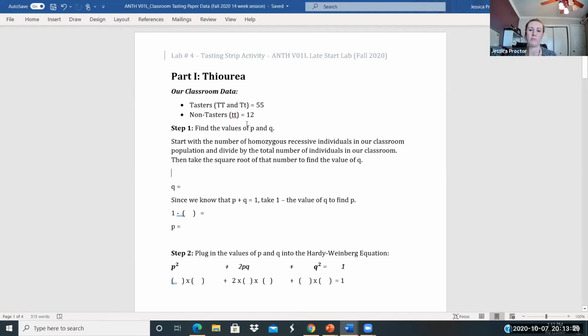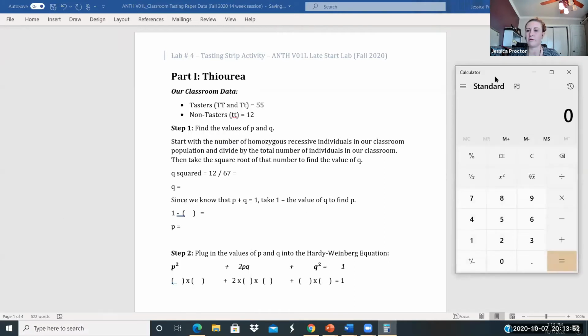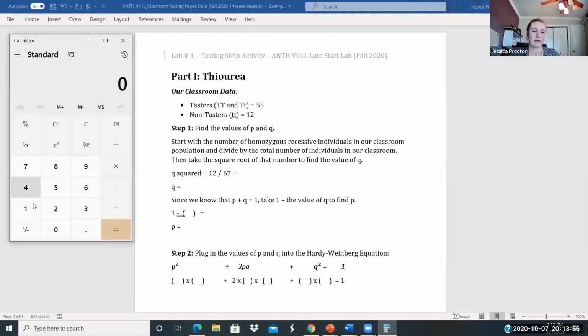So we're starting with the number of homozygous recessive individuals, which is 12. This is going to be our value of Q squared. It's going to be 12, and then we divide by the total in our population, and we have 67 in our total population. So everybody pull up a calculator. Just a basic one is fine. The one on your phone should work just fine, or the one on your computer. All right, so in your calculators, we're going to do 12 divided by 67.